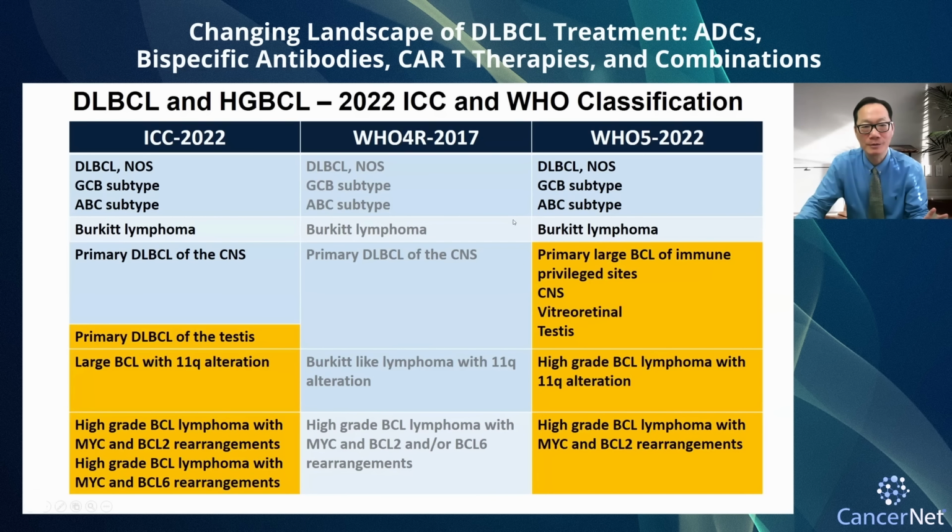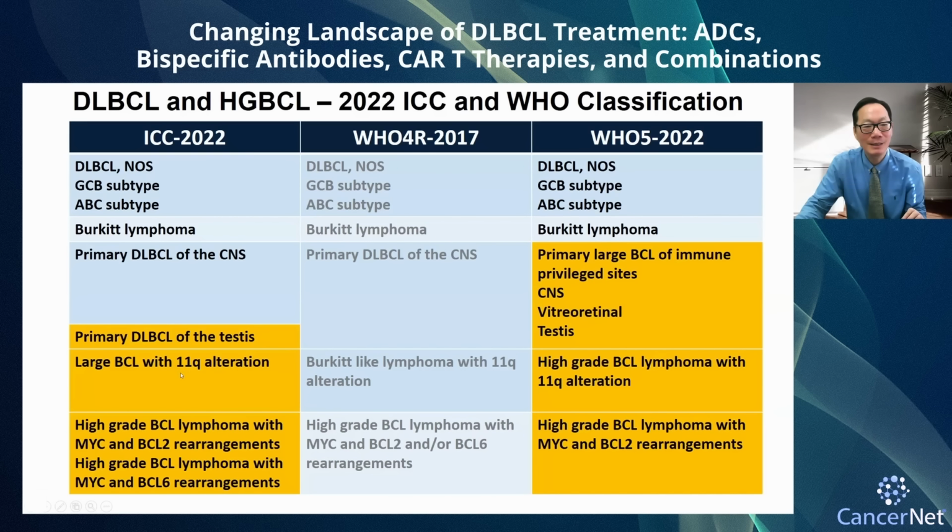Burkitt lymphoma, no changes. Now, the primary CNS and testis lymphomas in the ICC remain separate, while the WHO puts them into a category called primary large B-cell lymphoma of immune privileged sites, including CNS, testis, and vitreoretinal sites. So it gives a general category, putting them together.